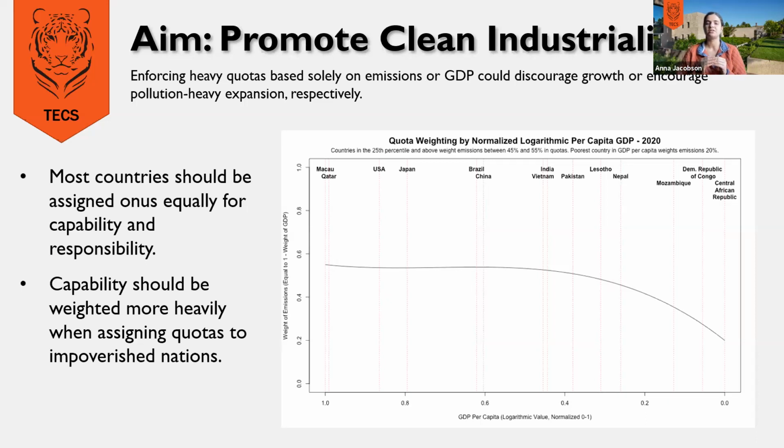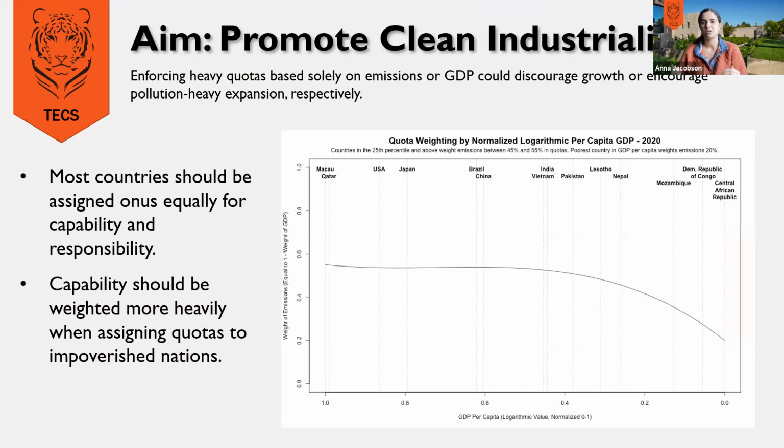In general, we decided that GDP and emissions should be weighted more or less evenly. We got those statistics from IPCC data for 176 countries, and we normalized them from 0 to 1. We wound up taking a weighted average of those statistics where the weights are determined by this curve here. For the most part, we wanted them to be weighted equally because if we overweighted GDP, we would not be incentivizing clean expansion. If we overweighted emissions, we might be overburdening some countries.